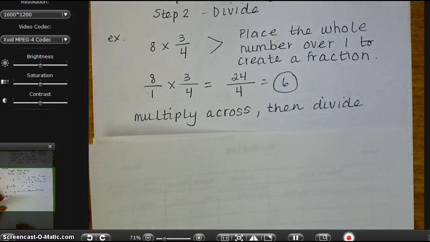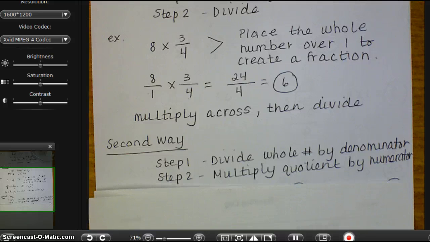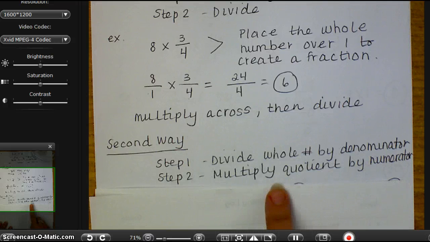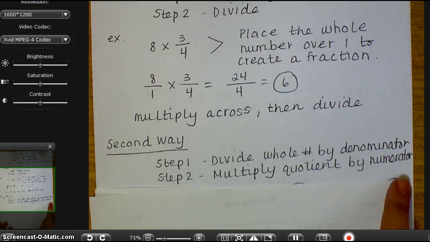The second way has two steps as well. For the first step, we're going to divide the whole number by the denominator, and step 2 is going to be multiply the quotient by the numerator.